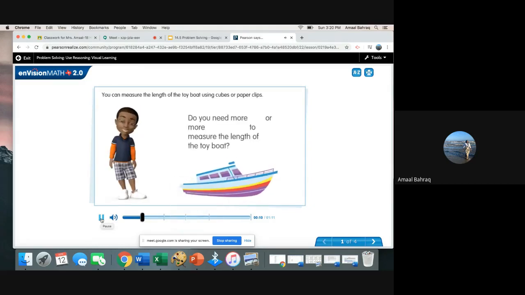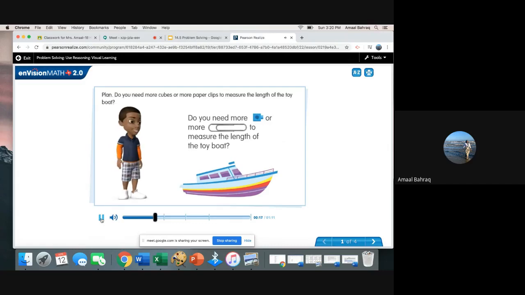You can measure the length of the toy boat using cubes or paper clips. Plan. Do you need more cubes or more paper clips to measure the length of the toy boat?